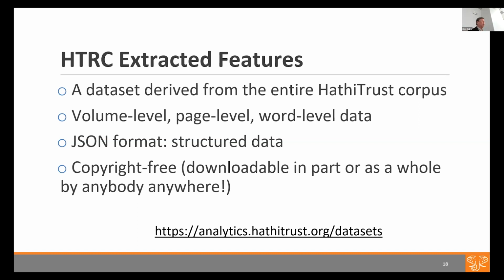It's volume level, page level. So for each individual page, we have data. And for the individual words on each page, we have what part of speech they are, for example. We publish it in JSON format, a very standard format. Python likes to use JSON data. Students understand it. And it's copyright free, right?